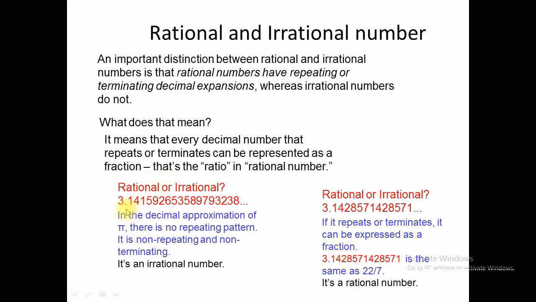Similarly, in this number 3.1415953589793238 and so on, which is the decimal approximation of pi, there is no repeating pattern or terminating. So this number cannot be written in fraction form. So this number is an irrational number.